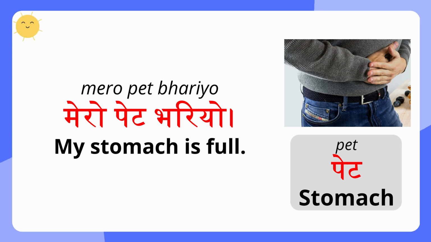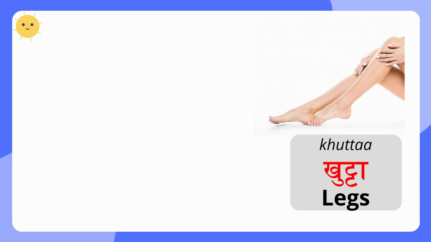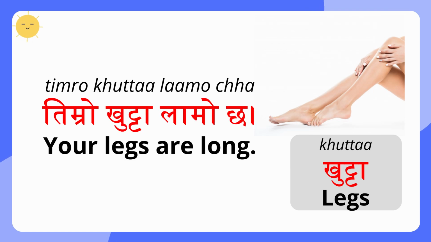Moving on to the next, let's do legs, which means khutta. Let's use this word in a sentence. Timro khutta lamo cha. Here timro means your, khutta means legs, lamo cha means are long. Your legs are long.